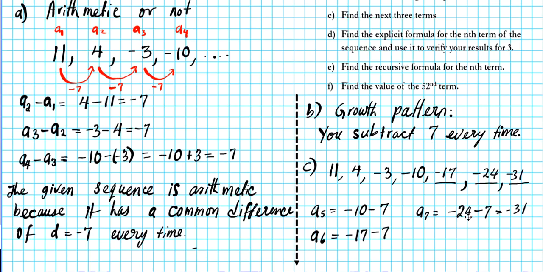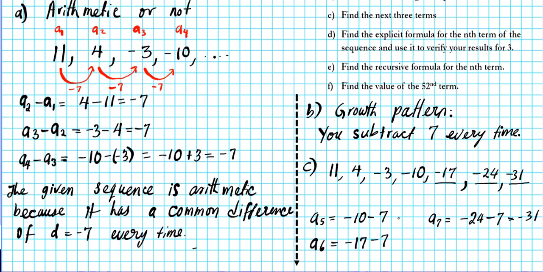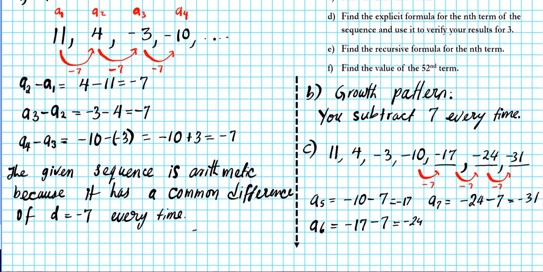Okay, so let me put the answers here. So this one is negative 17, and this is negative 24. So what we're doing is we're repeatedly subtracting 7. So from here to get this one, we just subtract 7, and then we subtract 7, and then we subtract 7 again. Just using the common difference to generate the next 3 terms. Okay, so there goes the next 3 terms. Now let's advance to part D.